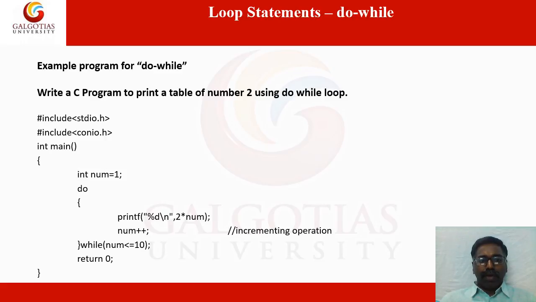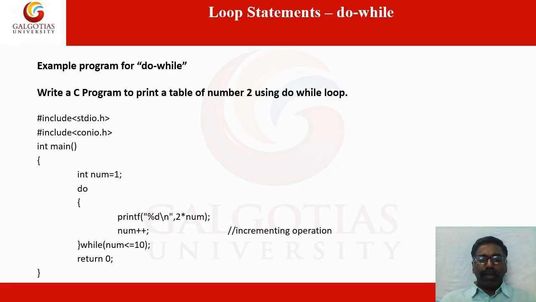Here we are going to write a C program to print the table of number 2 using the do while loop. Now an initialized variable is declared here, num equal to 1, and then we enter a do while statement, print 2 into num. So initialize num equal to 1, so that the first entry of the table of 2, which is 2, is printed. That is by default, and then we increment the num. This is the increment operator used inside the do while statement.